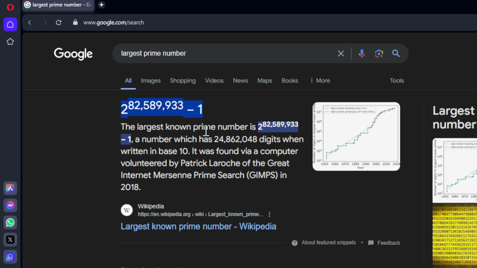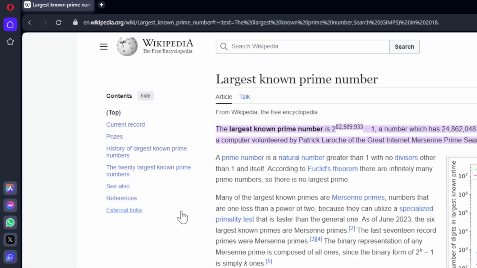In today's Math Monday, we're going to be learning about the largest prime number, which is this. I don't even know how to pronounce it, but it's a number that has 24,862,048 digits. 24 million digits. Yeah, this is a long number. So, the largest known prime number is this.